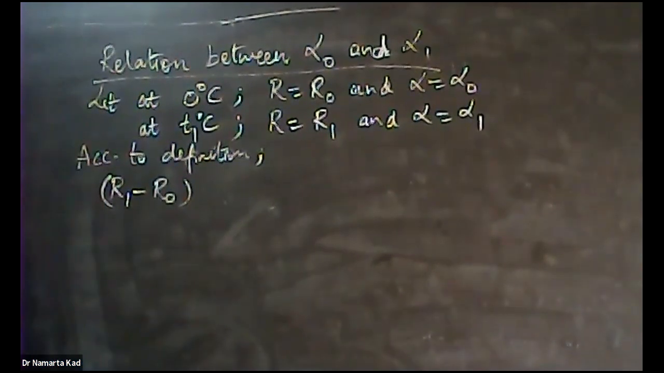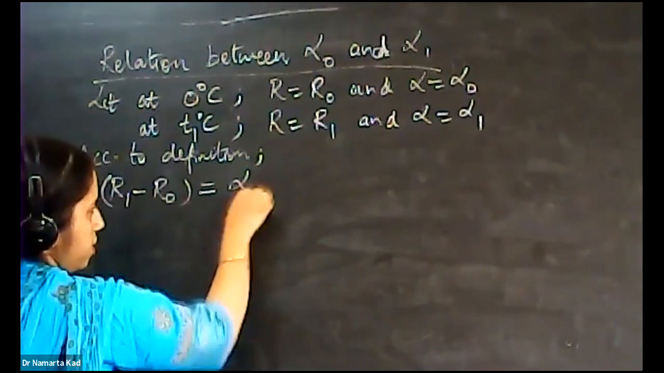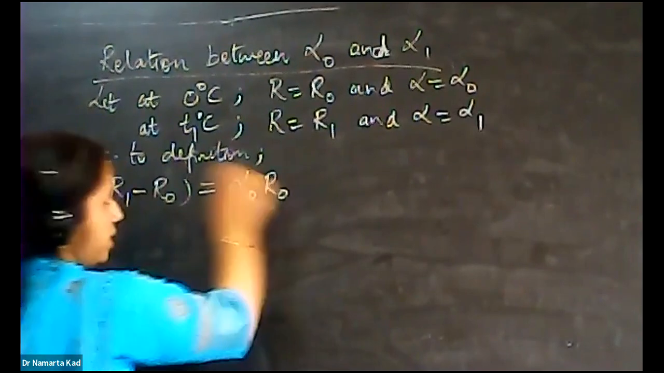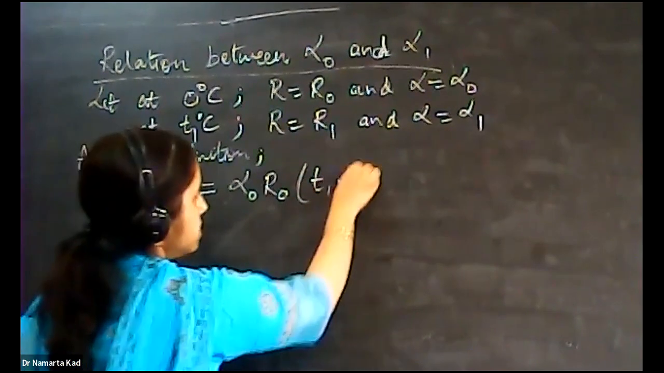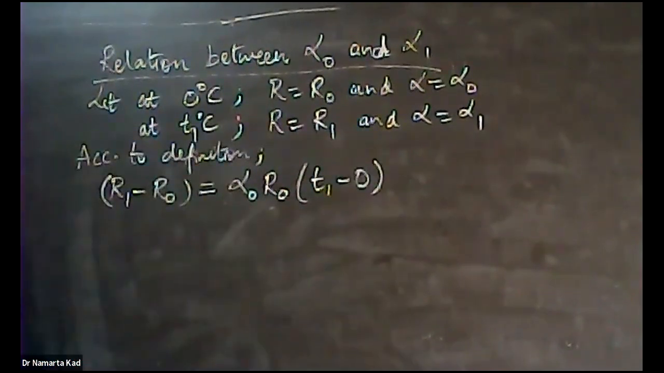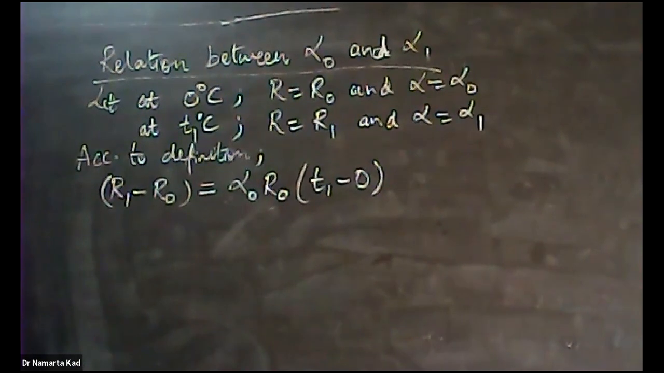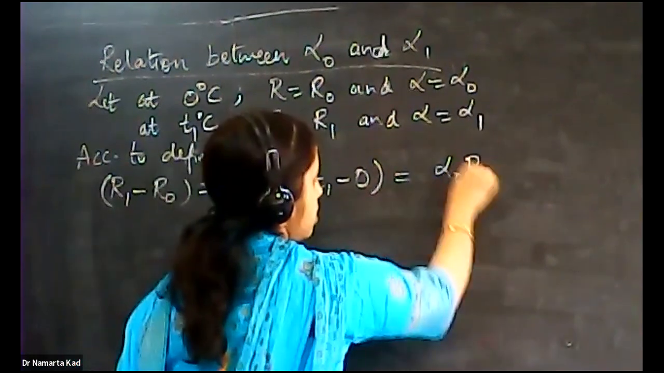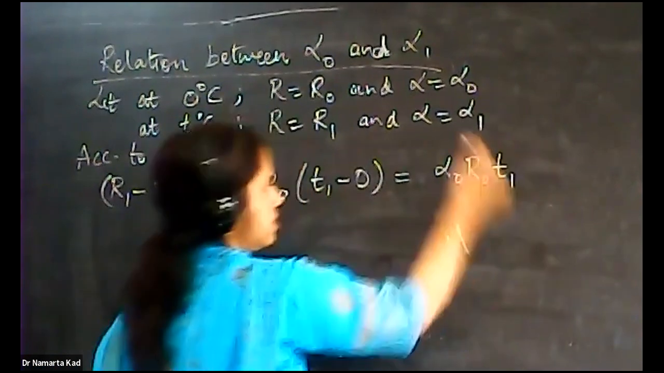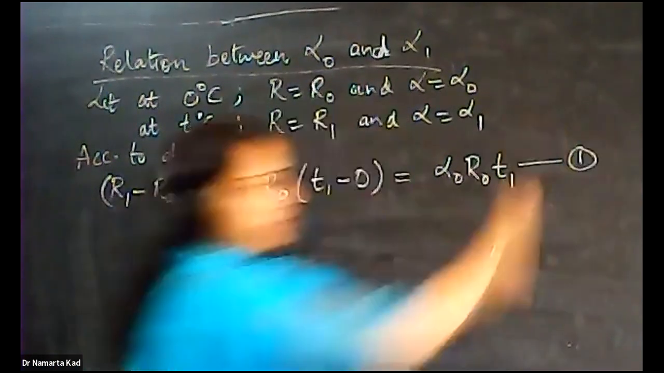Okay, change in resistance, that is R1 minus R0, is equal to alpha naught R0 into change in temperature. Okay, I am writing it here as T1 minus 0 so that you can understand it better. Alpha naught R0 into T1 minus 0. Okay, and this can be further written as alpha naught R0 into T1. Let's mark this as equation number 1.